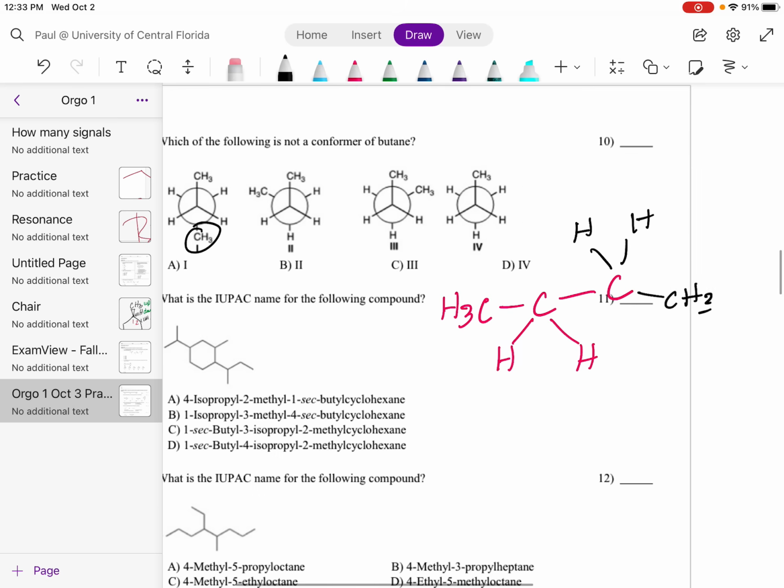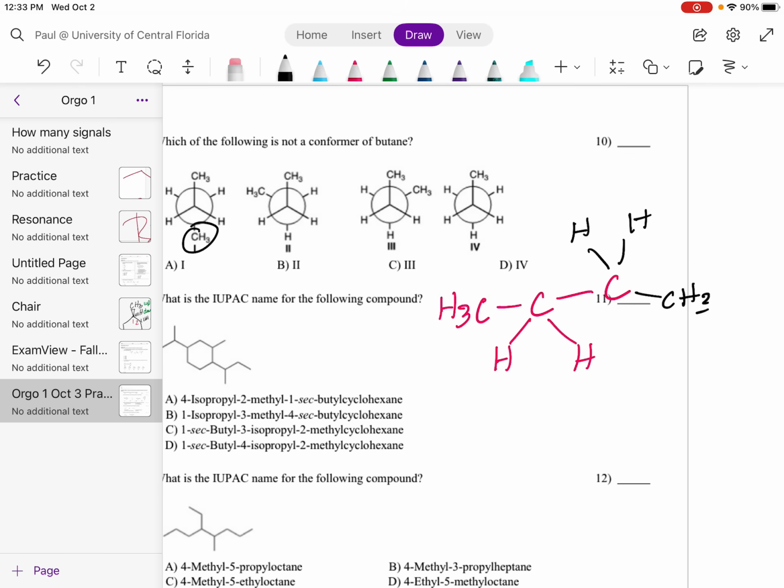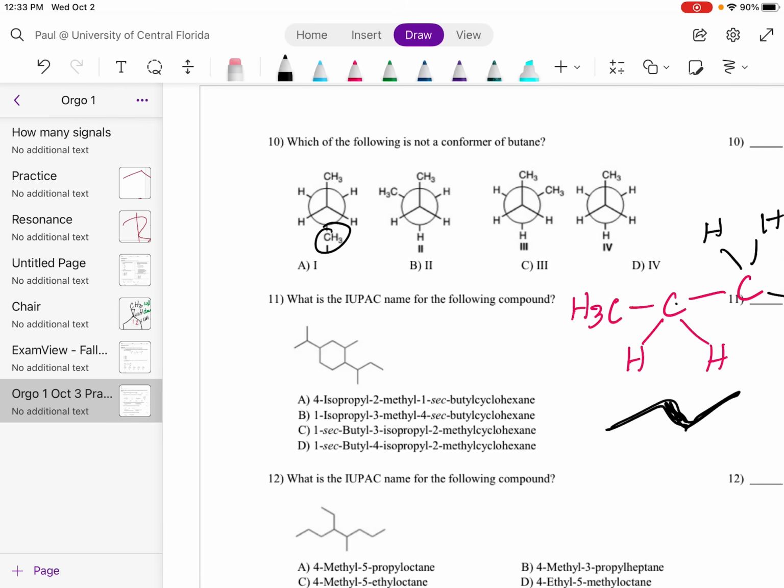like that. So if we clean that up, what does that look like? Carbon, carbon, carbon, carbon. That looks like this. And that would be butane. Okay, so when you go through that analysis and looking at all those structures and converting them to something that you can see a little bit better, the correct answer is D. Okay, that is not a conformer of butane.